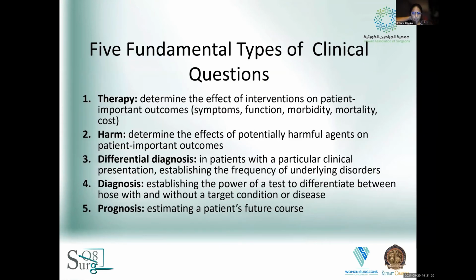And research questions fall into 5 fundamental types of questions. So we're either looking at therapies, which is what the previous study was looking at, to look at a drug or a treatment and its impact on an outcome. We may be looking at harm, so determining the effects of potentially harmful agents on outcomes as well. There are differential diagnosis studies, so for a new disease entity, establishing the frequency of certain signs and symptoms. Diagnostic studies, which look at power of a test to differentiate between it and what's called a gold standard treatment. So how good is a CT scan at picking up acute appendicitis, for example. And then there's prognostic studies. So looking at risk factors and seeing how they impact a patient's future course.